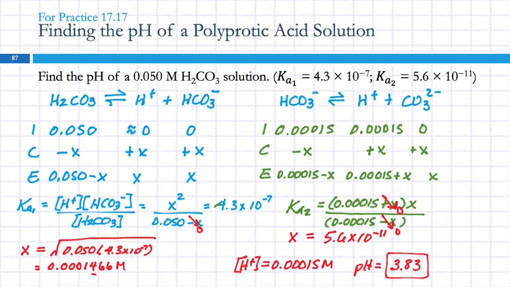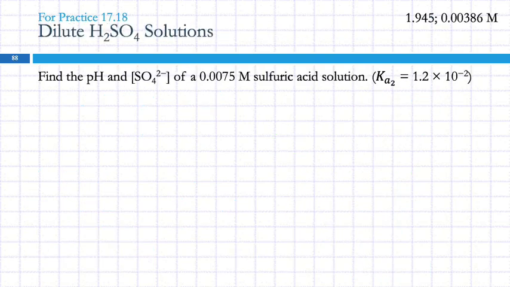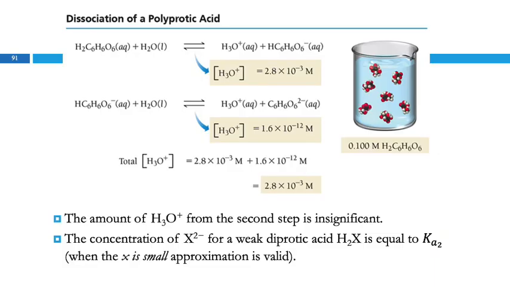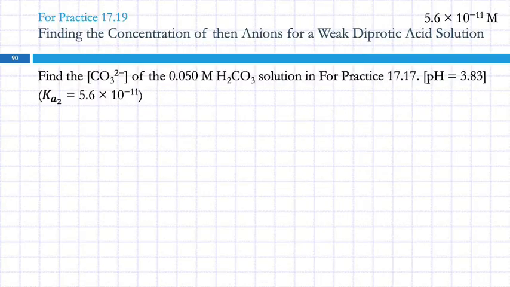Yeah. Okay, thank you. Yeah, so to find the answer to that other slide, I think it was for practice 17.19, if you hadn't already done this part, you'd have to do that part. And then you'd go over here and do this part, and you can use the X is small approximation, and you find out that X is a very small number. X is equal to that carbonate ion concentration that we were looking for. Yeah, and there's the answer.